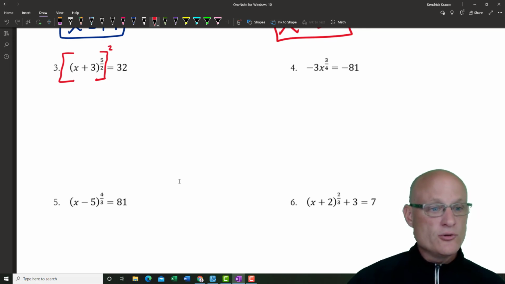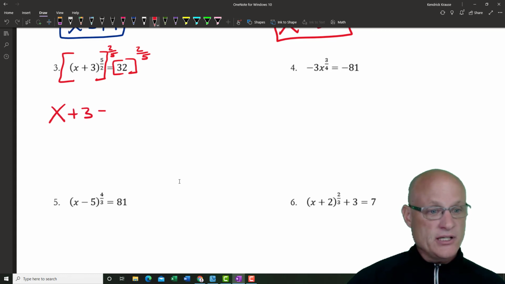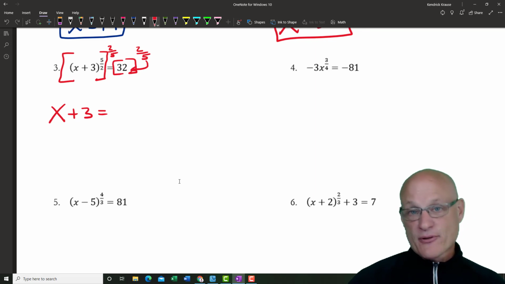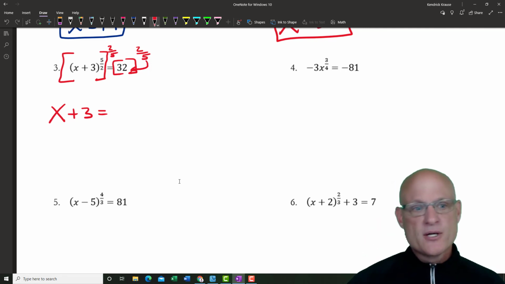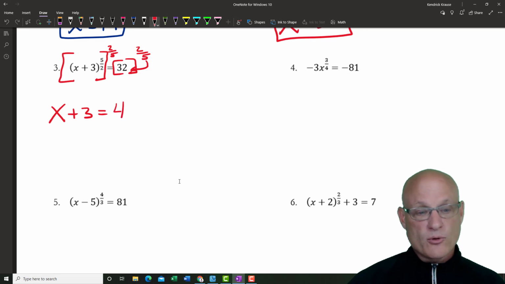Which is 2/5. And we're going to raise this to the reciprocal, which is 2/5. So this gives me x plus 3 equals. So the fifth root of 32, come on now, the fifth root of 32, it's not like 1.6374, it's 2. 2 times 2 is 4, times 2 is 8, times 2 is 16, times 2 is 32. So the fifth root of 32 is 2. 2 squared is 4. Subtract the 3, and I get x equals 1.